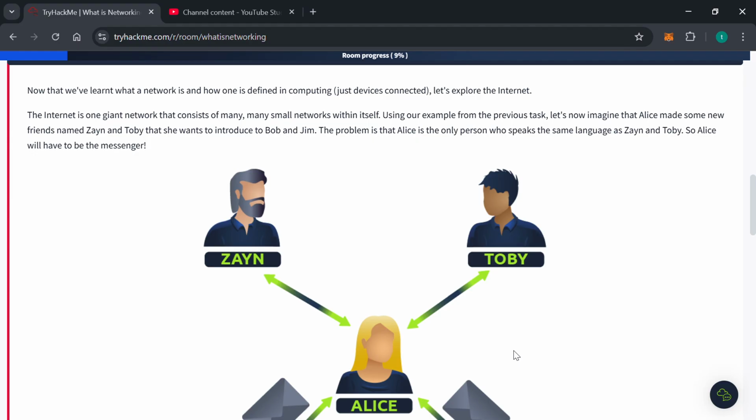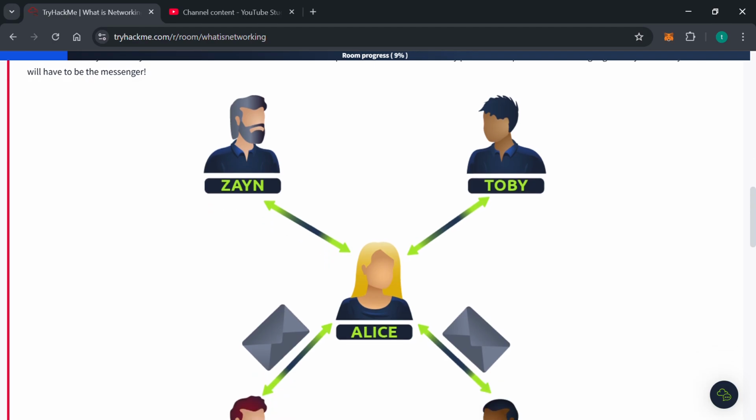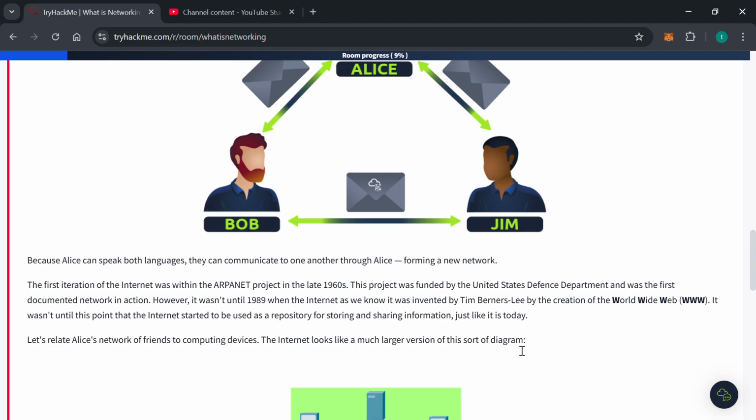So using our example from the previous task, let's now imagine that Alice made some new friends named Zane and Toby that she wants to introduce to Bob and Jim. The problem is that Alice is the only person who speaks the same language as Zane and Toby. So Alice will have to be the messenger. We can see the new friends and the previous friends. Because Alice can speak both languages, they can communicate to one another through Alice, forming a new network.